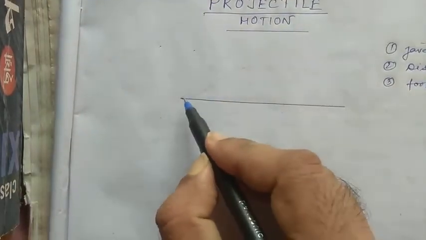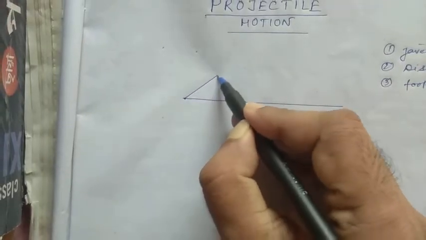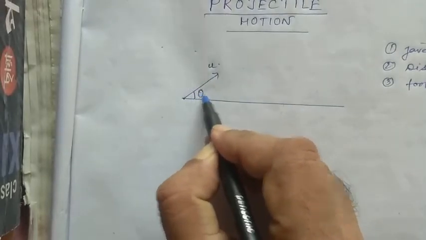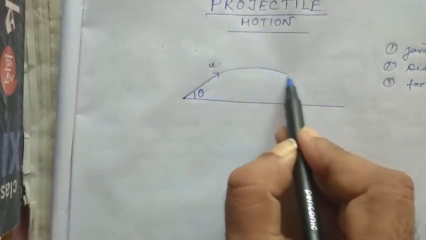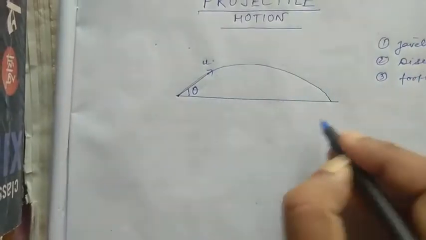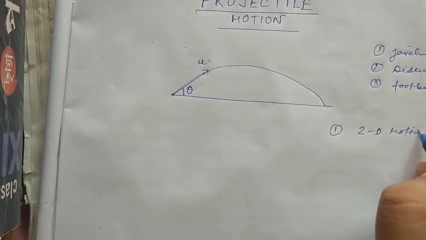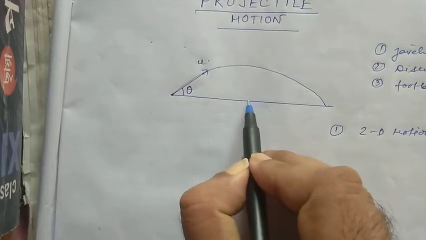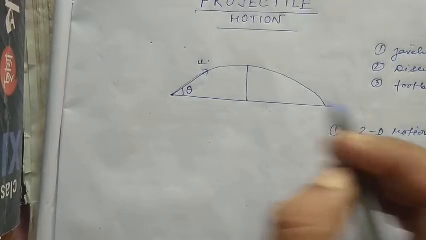So when the particle is made to move upwards with a velocity of, suppose, u at an angle theta with respect to the horizontal, the particle moves in this fashion. Now this is a two-dimensional motion, a 2D motion. Why is this a 2D motion? Because the particle moves along the x-axis as well as along the y-axis.